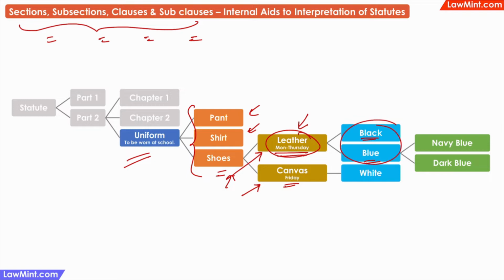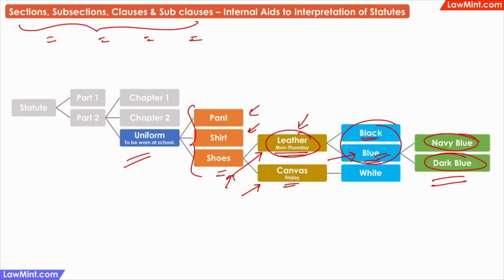Suppose students started wearing leather shoes of various shades of blue, such as sky blue, fluorescent blue, etc. Then the subclauses may be added to make this clause more specific, such as clarifying that blue does not mean any shade of blue, it can only be navy blue or dark blue. So by using subsections, clauses and subclauses, the law can become more specific and avoid any confusion or misinterpretation.